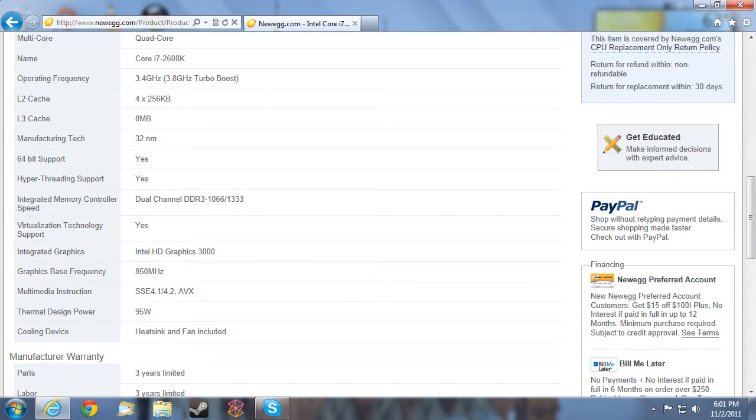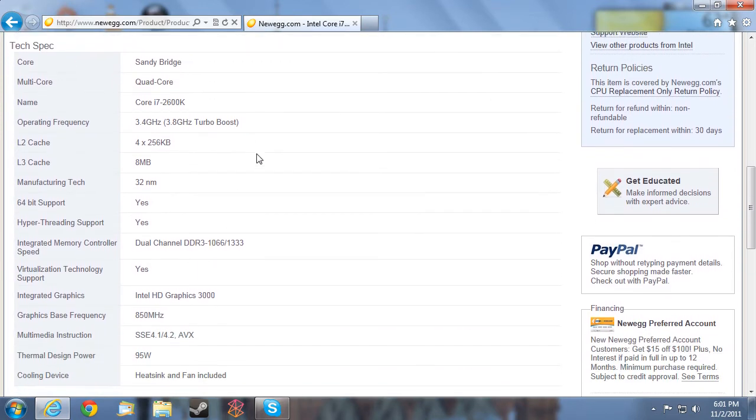Integrated memory controller speed, this is telling you what the optimized memory speeds for this processor are. If you were to buy this processor, ideally you want memory that's DDR3 running at speeds of 1066 or 1333. That's pretty much what you want to go with for this processor. Virtualization technology support, once again, this is something Intel specific.